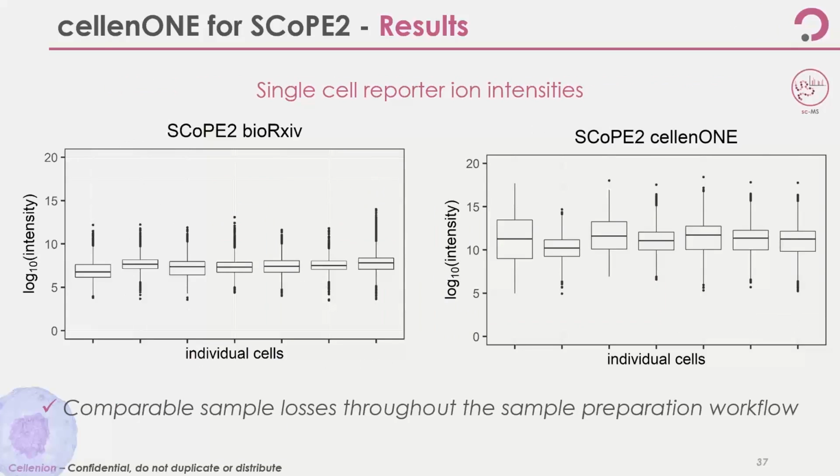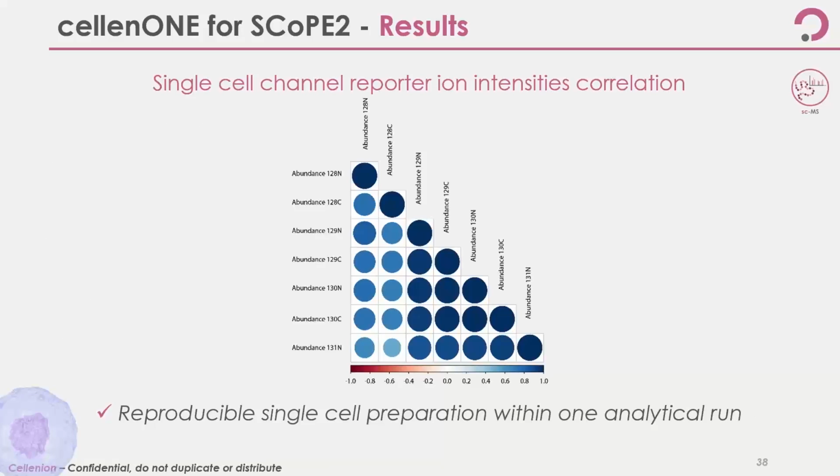If we have a look at the single cell reporter ion intensity, we can also see that we are getting comparable sample losses throughout the sample preparation workflow. So the CellenONE achieves as nice results as the liquid handler when it comes to sample preparation. If we have now a look at the single cell channel reporter ion intensity correlation, we can see that it's highly reproducible. So every cell is detected nicely within 1 run.